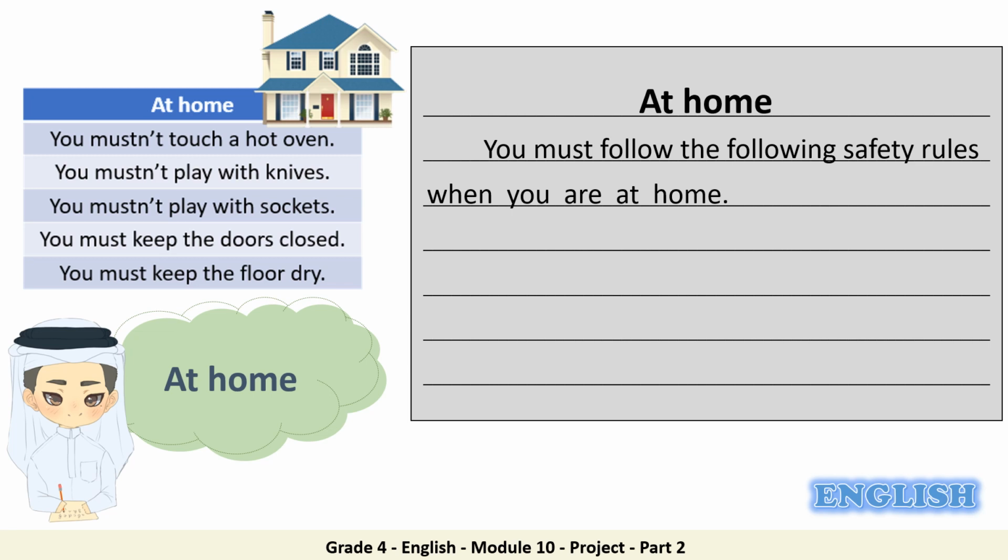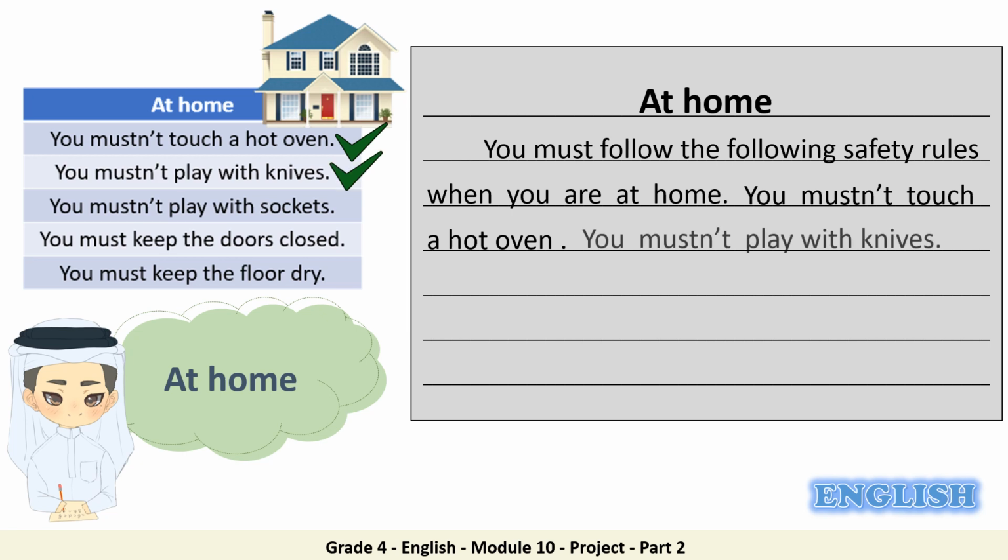Let's write them one by one. He needs to start with the first one. You mustn't touch a hot oven. Super. Notice that we started the sentence with a capital letter and we ended our sentences with full stop. Let's continue. The next one. You mustn't play with knives. Excellent. Let's move on. You mustn't play with sockets. Great job. To continue.